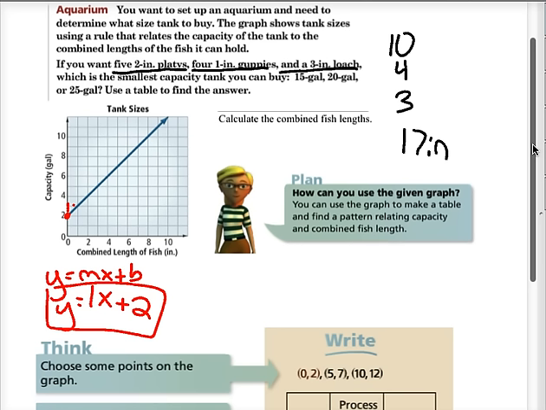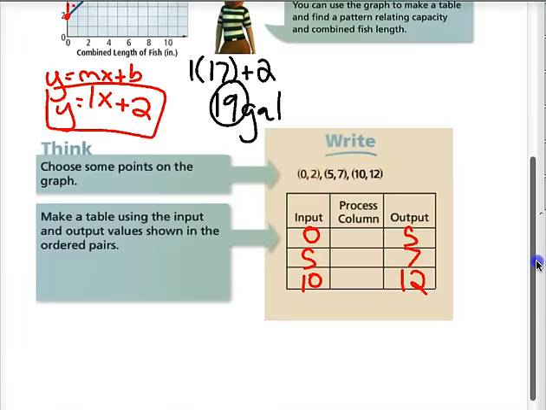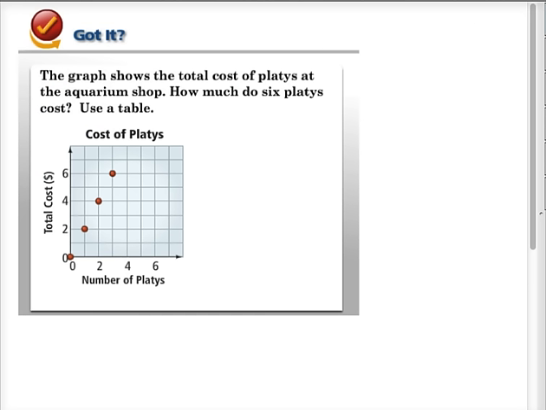So what do I need to do? Well, I can plug that in to my expression now, the expression relating these two things. So 1 times 17 plus 2. So I'm going to need a capacity of 19. And I really should include with that the label. So we're talking about a 19-gallon tank for those fish that I need. Okay? Let's see if we missed anything. We are good. So, last example before I let you go.